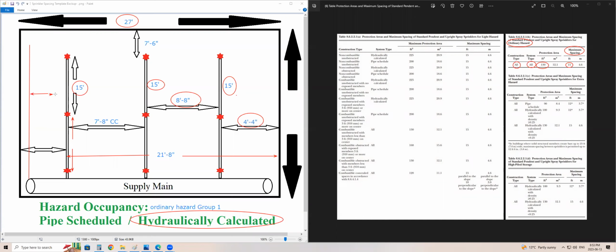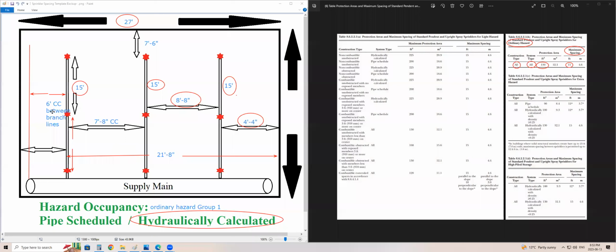So here to here, let's install this 6 feet away. We're going to ignore calculations because I did not do hydraulic calculations. So now I'm 6 foot center between branch lines.